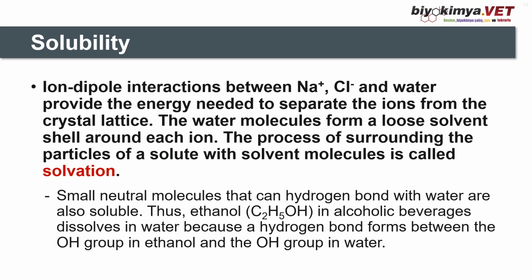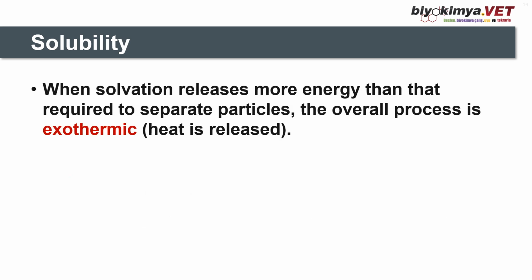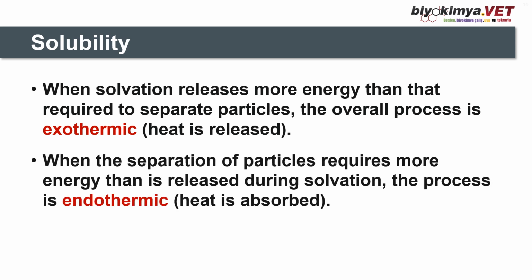Small neutral molecules that can hydrogen bond with water are also soluble. Thus, ethanol in alcoholic beverages dissolves in water because a hydrogen bond forms between the hydroxyl group in ethanol and the hydroxyl group in water. When solvation releases more energy than that required to separate particles, the overall process is exothermic, thus heat is released. When the separation of particles requires more energy than is released during solvation, the process is endothermic, thus heat is absorbed.